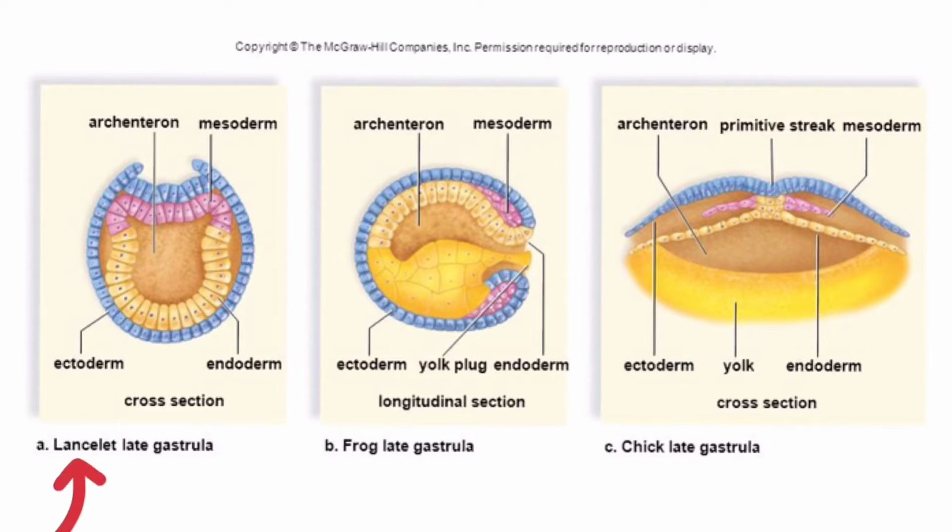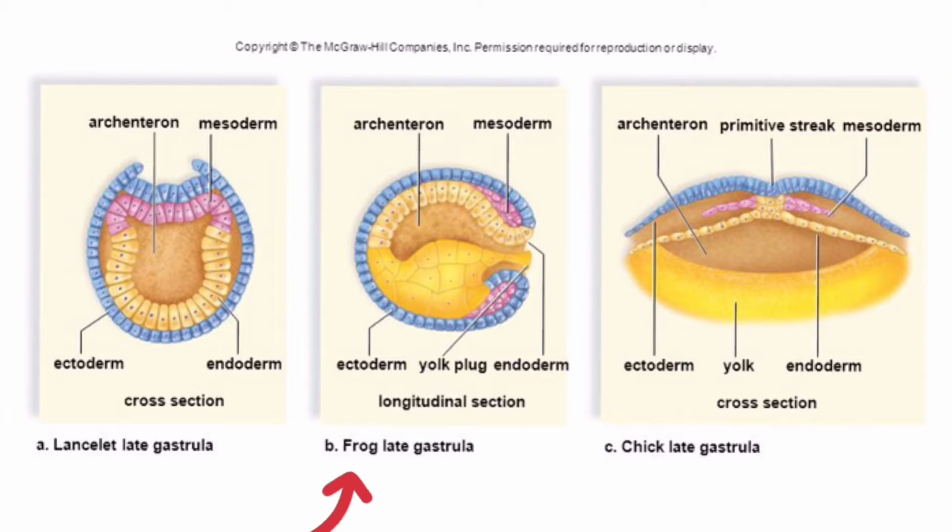In a lancelet, mesoderm formation begins as outpocketings from the primitive gut. These outpocketings grow in size until they meet and fuse, forming two layers of mesoderm. The space between them is the coelom. The coelom is a body cavity lined by mesoderm that contains internal organs. In humans, the coelom becomes the thoracic and abdominal cavities of the body.